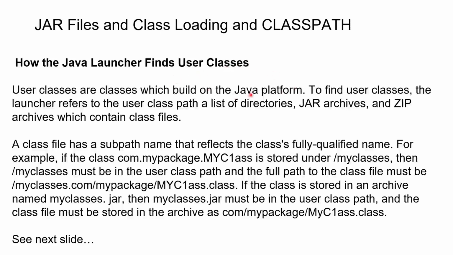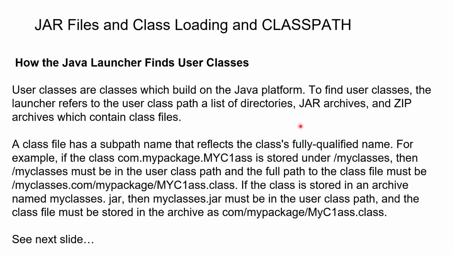So Java, the Java virtual machine, natively does not know where our Java classes are. So here we'll talk about how the Java launcher finds user classes. User classes are classes built on the Java platform we're using in our Java development environment. To find user classes, the launcher refers to user class paths, which are lists of directories. It works just like our path directory, that environmental variable that's set for Linux and Windows. It's a set of search paths where files may be.